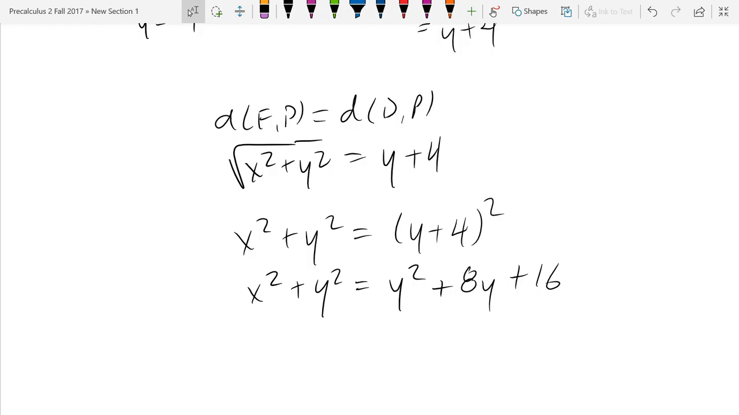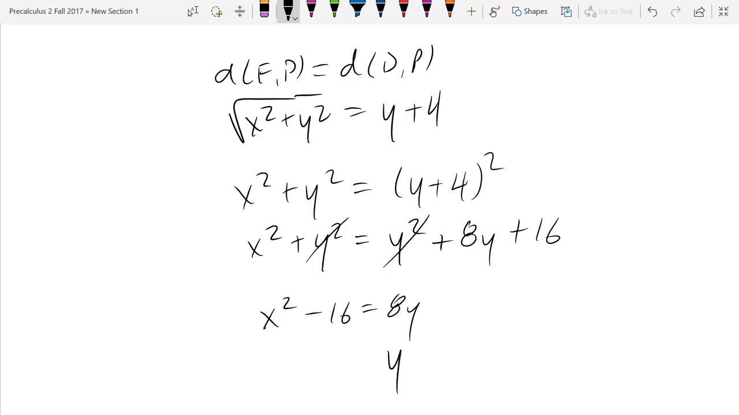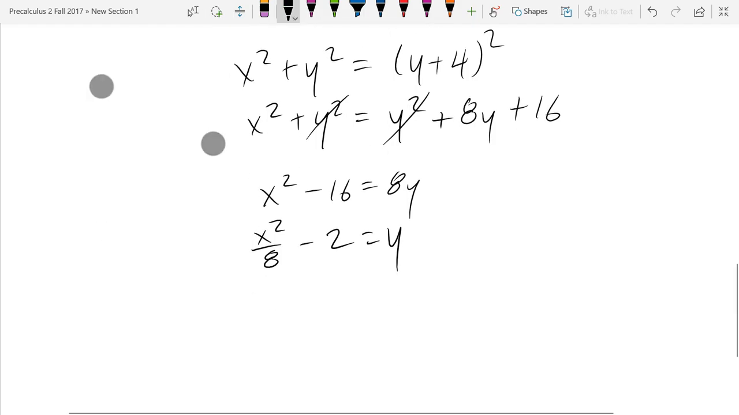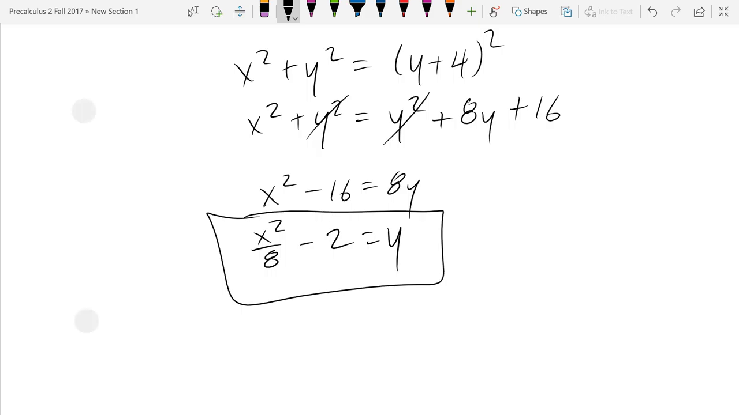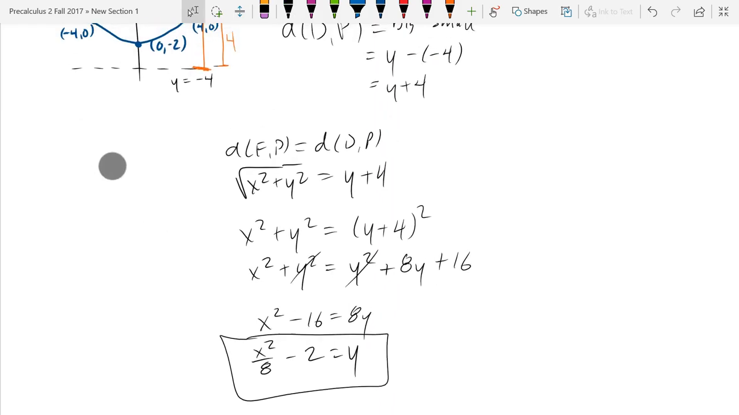So those y squareds are going to cancel out. So subtract y squared from both sides. x squared minus 16 equals 8y. So if I solve for y, I have x squared over 8 minus 2 equals y. And that's probably good enough right there. Technically any of these above are also correct, and I would give you full points, but I'm just going to use that last one. Seems to be the most easy to understand.